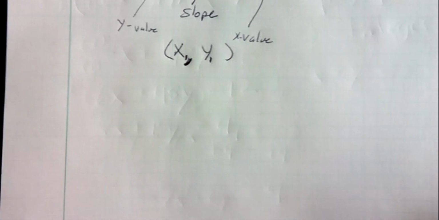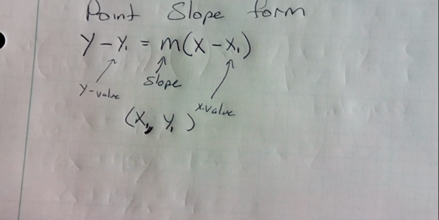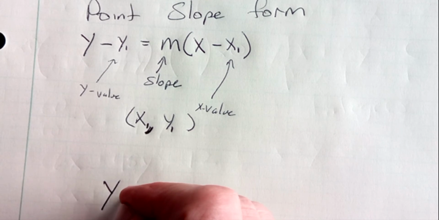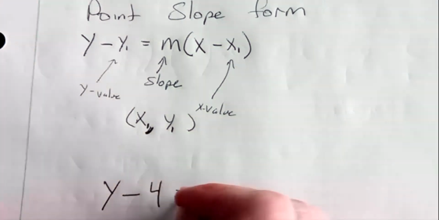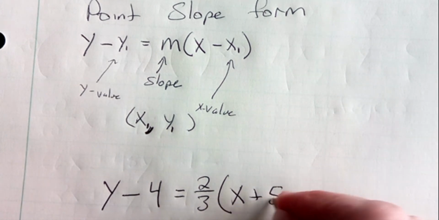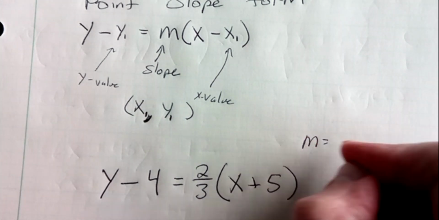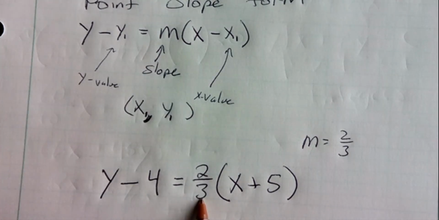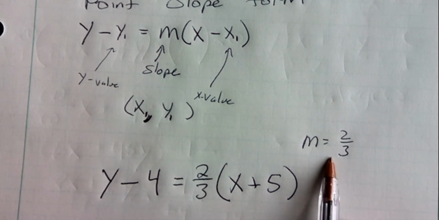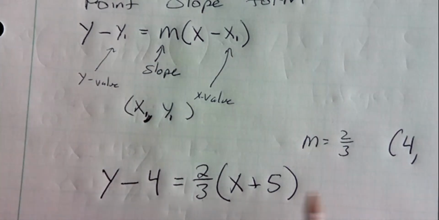As an example, let's make sure it's visible so you can at least see the formula. Y minus 4 equals 2/3 parentheses x plus 5. Now, what that tells us is that this line has a slope of 2/3, so its m value is 2/3. So I'm going to go up 2, right 3, up 2, right 3, right? And I go through the point (-5, 4).